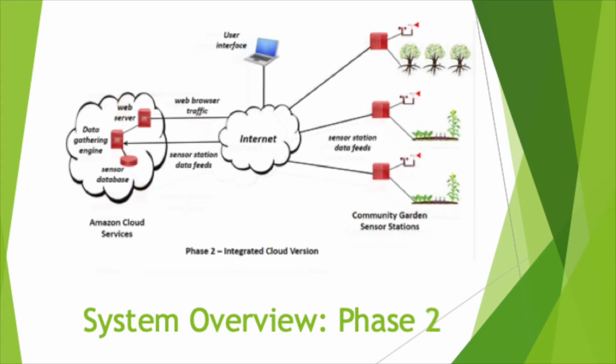Here in phase 2, it will once again start with the data collection at Raspberry Pi stations. These stations would then access the internet over a cellular connection and pass through an AWS virtual machine. Inside AWS, the data gathering engine, sensor database, and web server would work alongside each other.